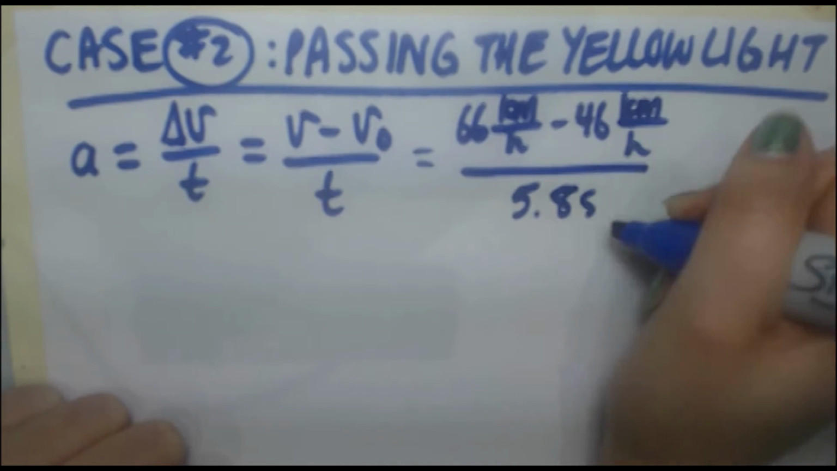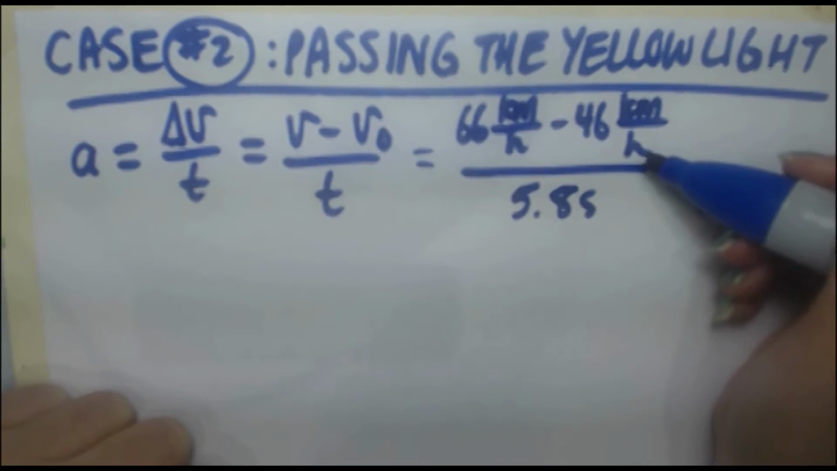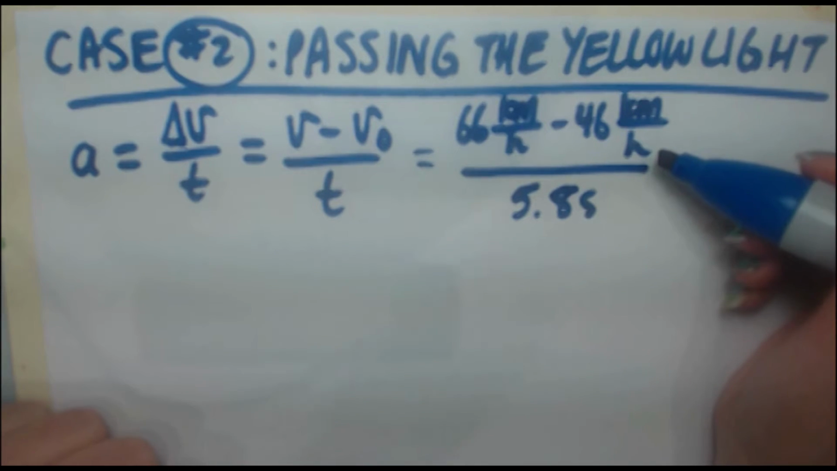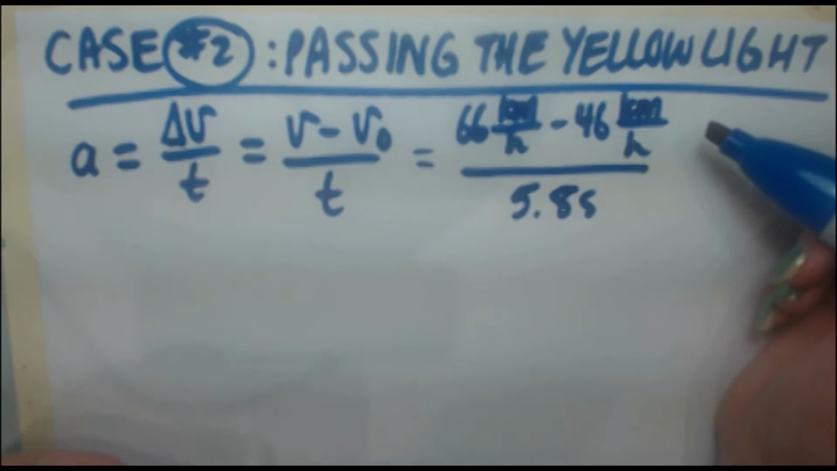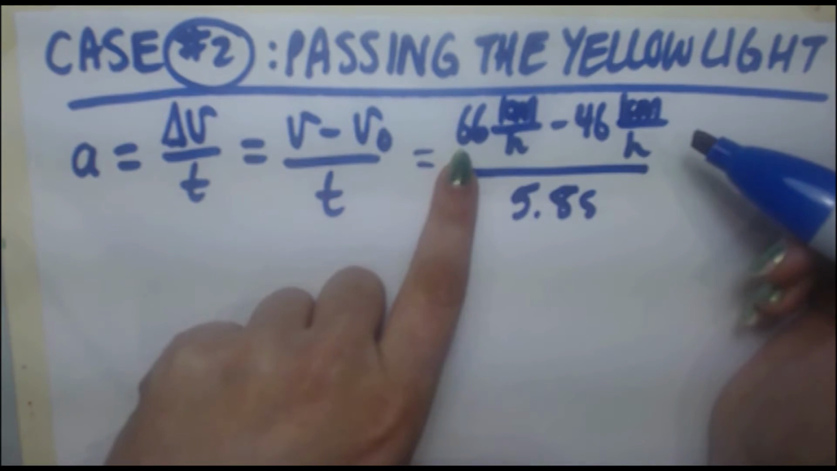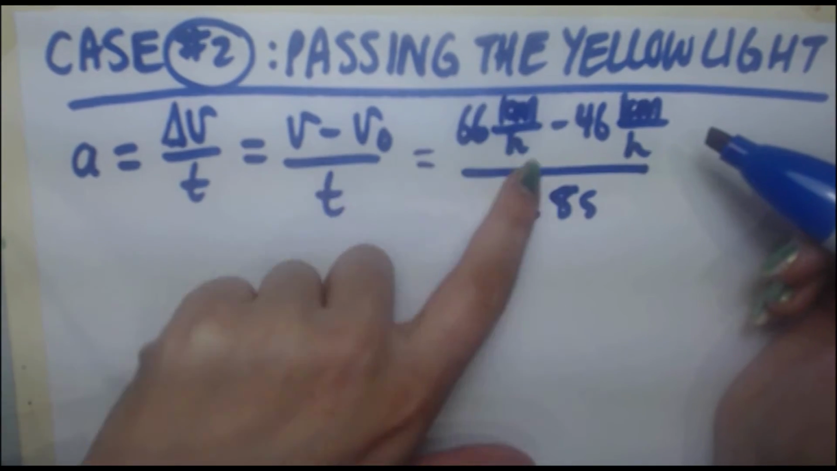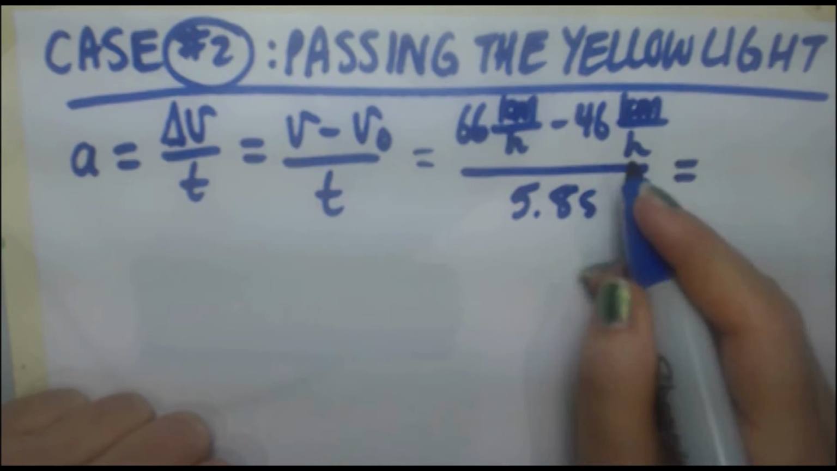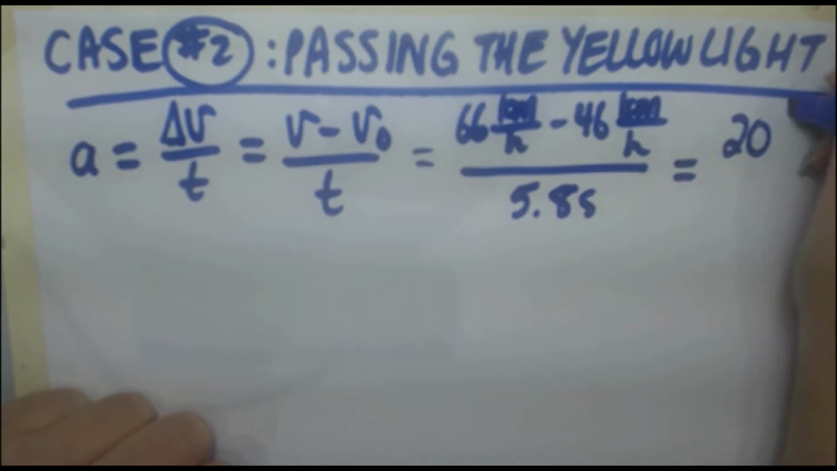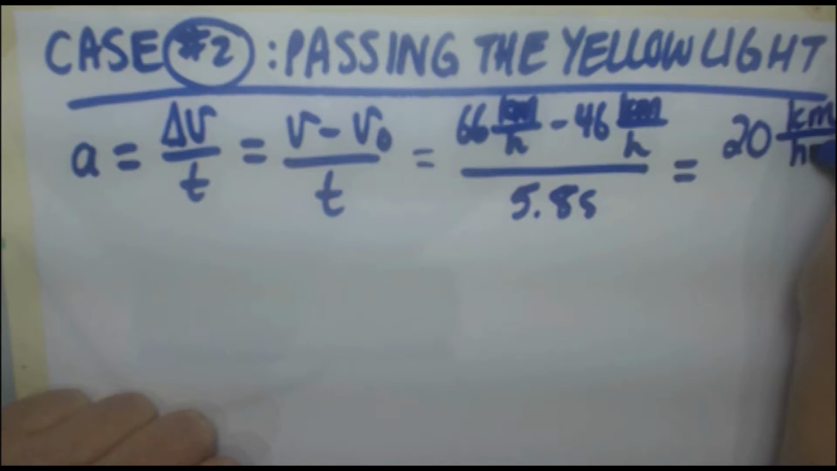Now, you're probably sitting there wondering, okay, she just figured out that 46 kilometers an hour is, well, 12.8 meters per second. Why didn't I just plug it in? Well, I'll be honest, the math comes out to be almost the same amount of work because I have to still find the difference. So either way, I'd have to do one more step to find this out. Okay, but I'm going to just do one less step in this sense. Okay, so 66 minus 46 is 20. So 20 kilometers an hour over 5.8 seconds.